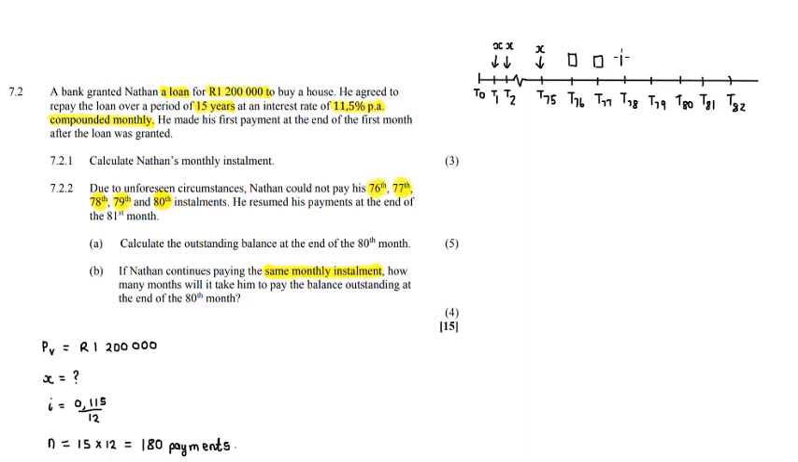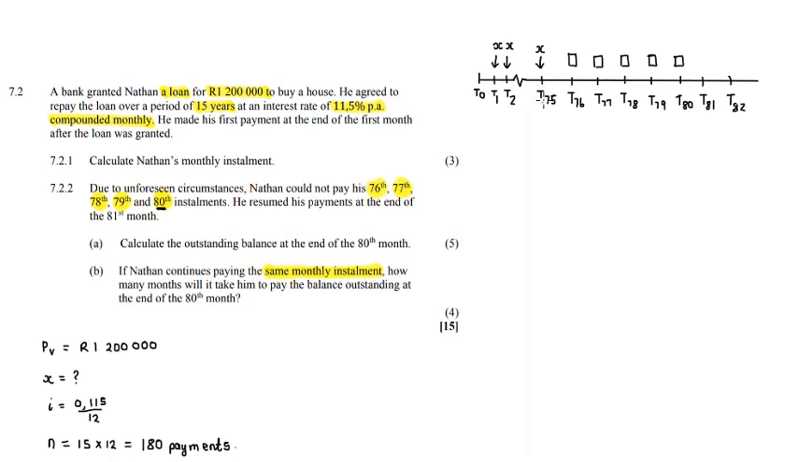He misses the payment at the end of the 76th month, and also 77, 78, and 79. But now also this 80th month, if you look over here, he also missed that payment as well. So we can put a box on top there as well. So he also missed that 80th month. So he's basically going to have interest being charged on the balance.